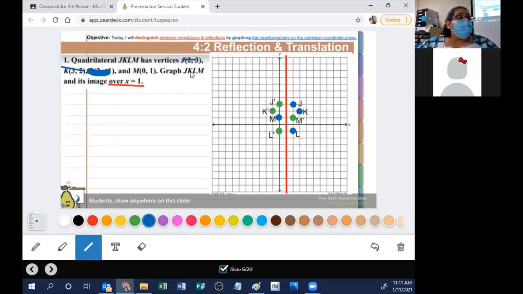And I'm gonna go in the order of the name. I'm gonna go J to K, to L, to M, and then back to J. J to K, K to L, L to M, and then M back to J. Now I'm gonna do the same thing with its image. J prime to K prime, K prime to L prime, L prime to M prime, and J prime to M prime. There's my shapes.